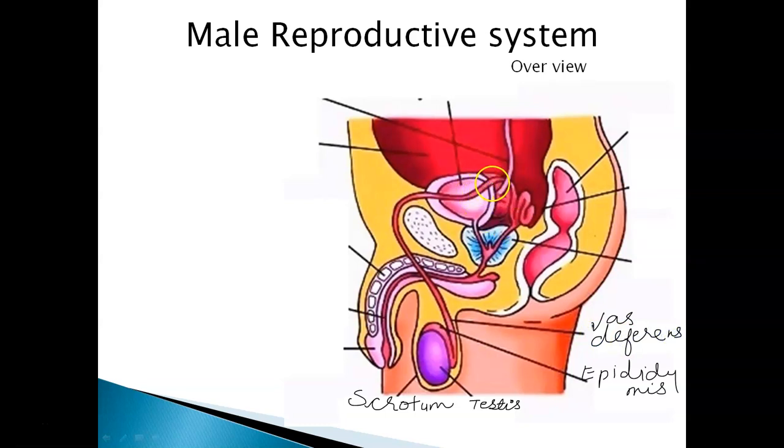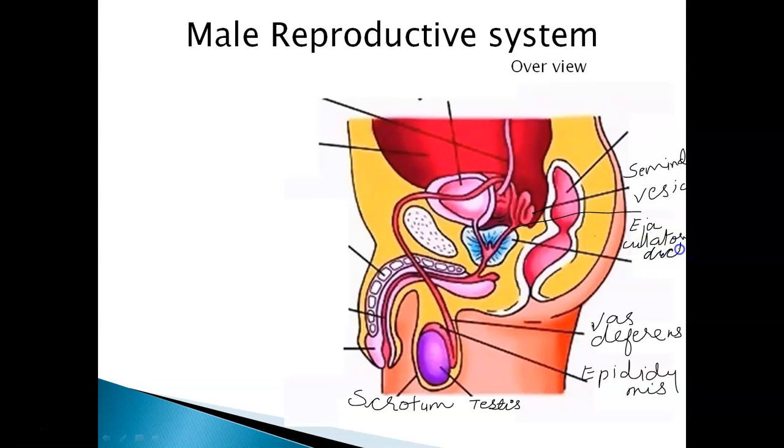When the vas deferens is taking a loop around the urinary bladder, it is joining a duct which is coming from the accessory gland, a pair of accessory glands, and this accessory gland is actually the seminal vesicle. Now when the seminal vesicle unites with the vas deferens, it forms this part, the ejaculatory duct.